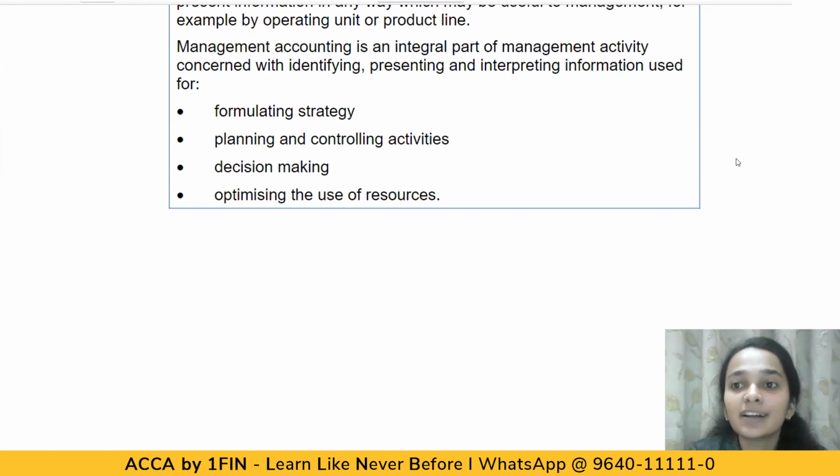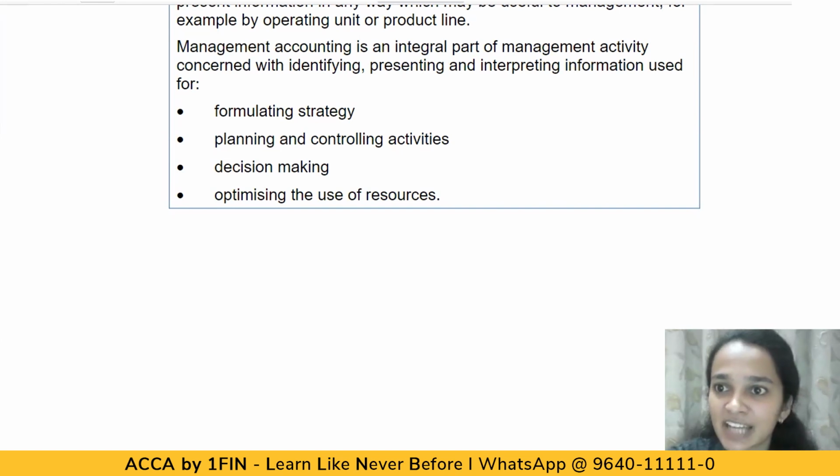So in order to make a good business decision, management accounting helps the management in making good strategies for the business, making decisions for the purpose of business, and also making sure that the resources of the business are optimally utilized. So that was with respect to financial accounting and management accounting. Now this is one very important part of unit 1, financial accounting and management accounting. We'll also have a look at an MCQ on this.